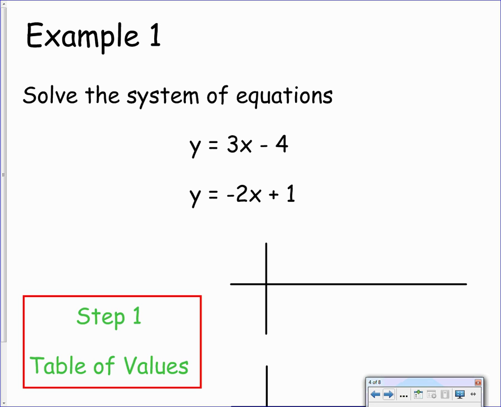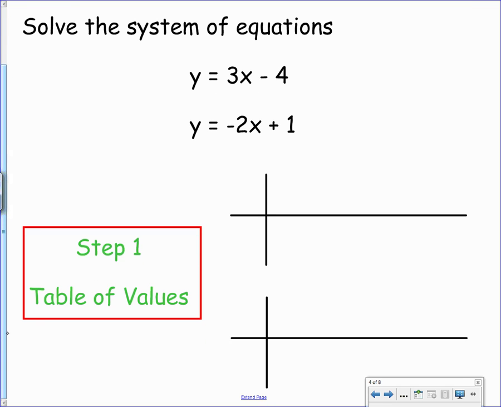Okay, here's example number 1. So we're looking to solve the system of equations y equals 3x minus 4 and y equals negative 2x plus 1. So, step number 1 is to do our table of values for each of the lines. So remember, a table of values is made up of x on the top and your y value underneath. So we'll start off by working out the y values for 3x minus 4.